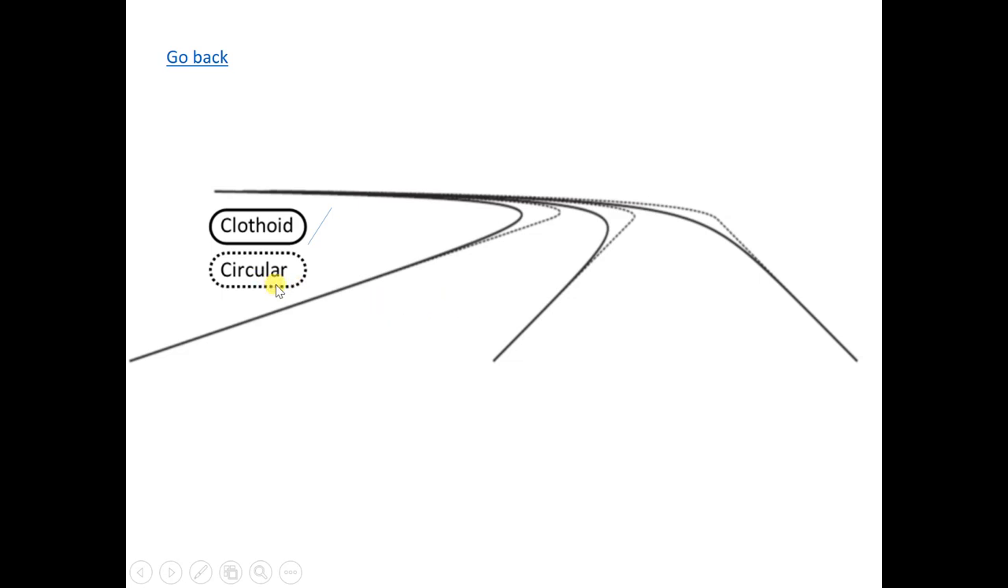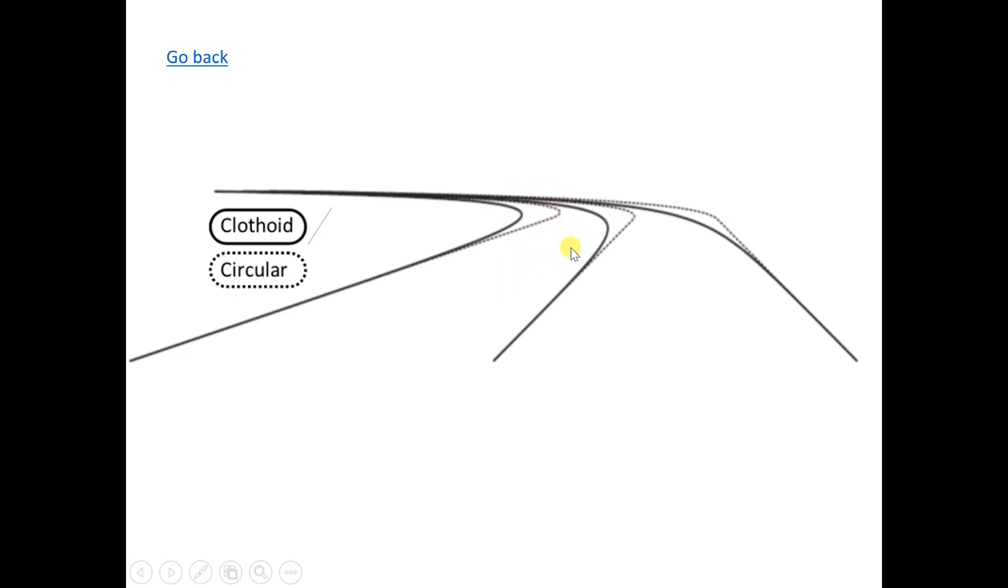This dashed line is if it's just a circular curve, but the full line they call a clothoid. That means it is the transition curve, the curvature of the transition curve or spiral curve. So you see the circular arc, the circular curve, been pushed inside towards the center of the circle.